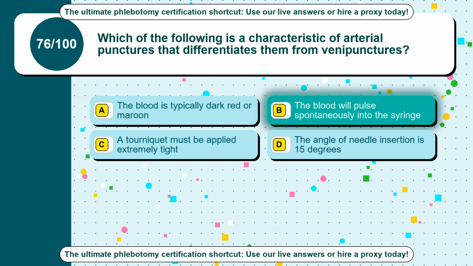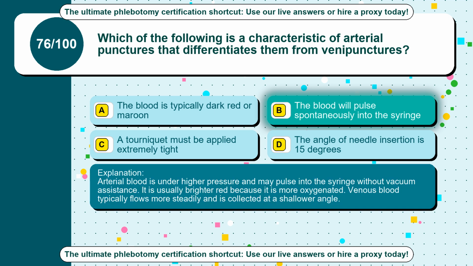The blood will pulse spontaneously into the syringe. Arterial blood is under higher pressure and may pulse into the syringe without vacuum assistance. It is usually brighter red because it is more oxygenated. Venous blood typically flows more steadily and is collected at a shallower angle.